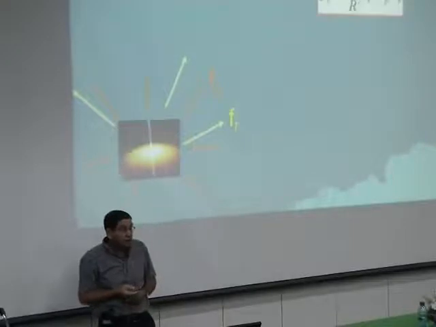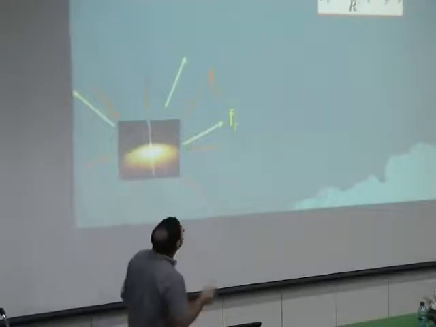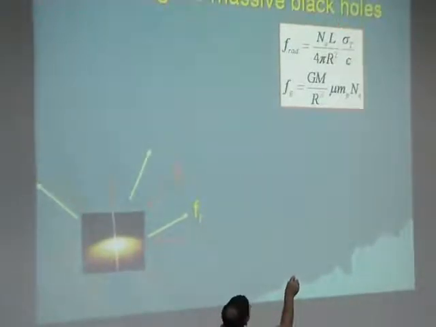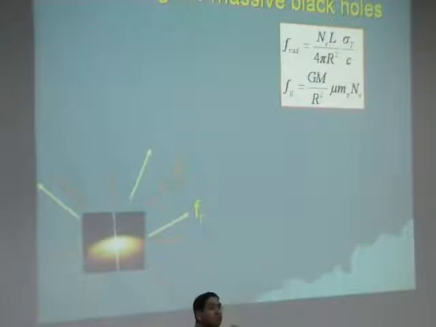This is quite easy. We can write the radiation pressure force. Let me mention two terms here. This is the luminosity, the energy per unit time. Here is the Thomson cross-section, because we are dealing with radiation pressure on electrons. And here is gravity, of course.